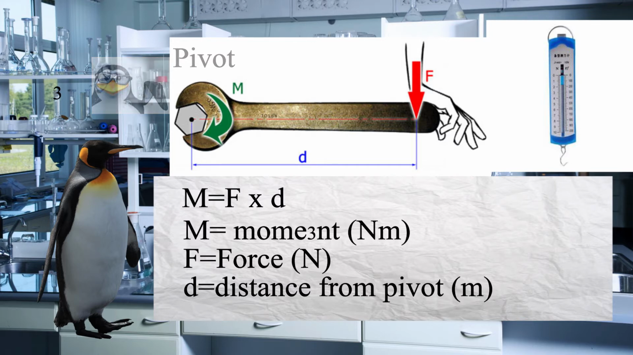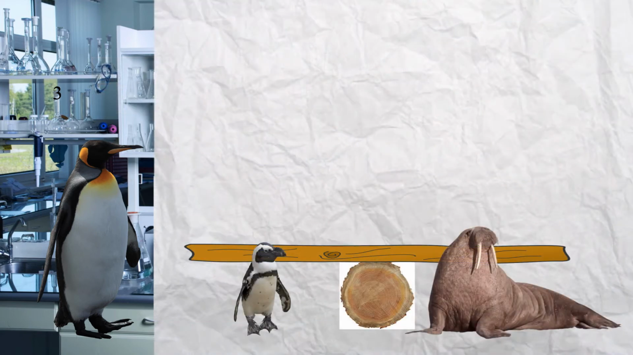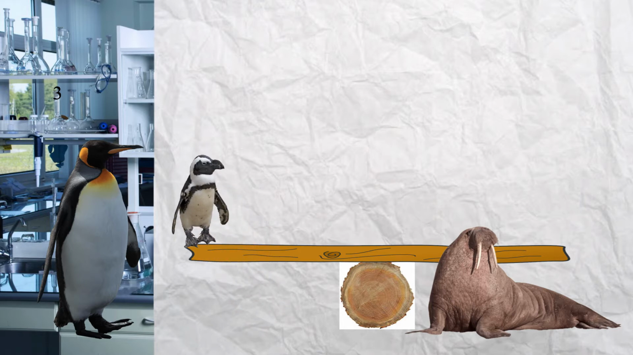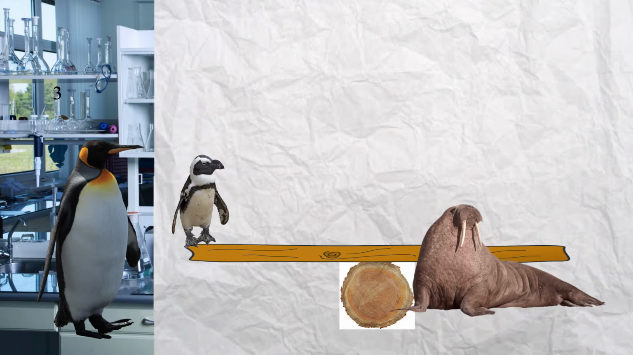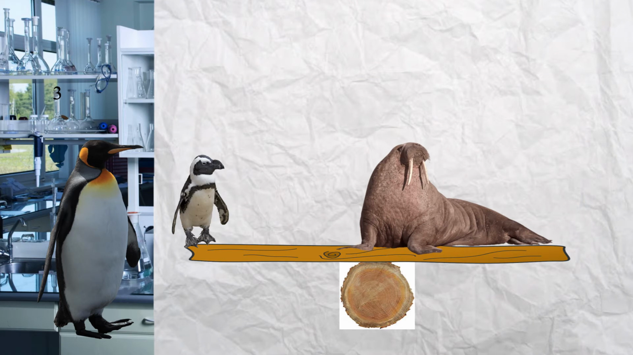Let's have a look at this seesaw. If the little penguin wants to balance the stupid walrus, then he needs to balance the moment or turning force. The penguin has much less weight than the walrus, but if he moves nearer to the end of the seesaw, he can get the biggest possible moment. On the other side, the walrus needs to reduce the distance between his centre of mass and the pivot. If he gets close to the middle of the seesaw, he should be able to balance with the tiny penguin. Bless.